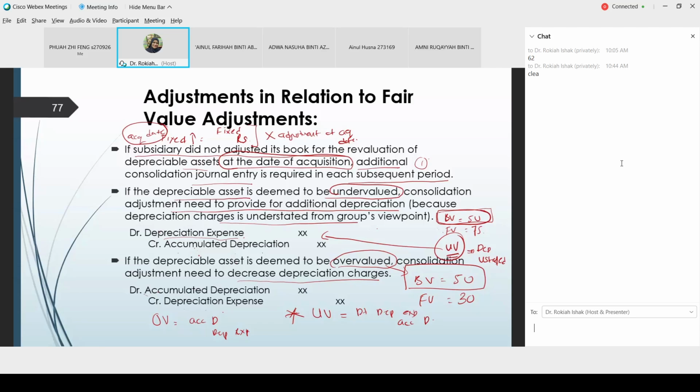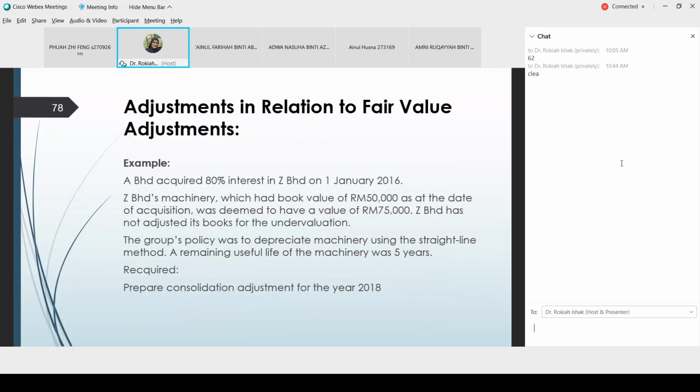So this is in the case when you don't make an adjustment to recognize the changes in the fair value of your asset at the acquisition date. So let's try to look at these examples.